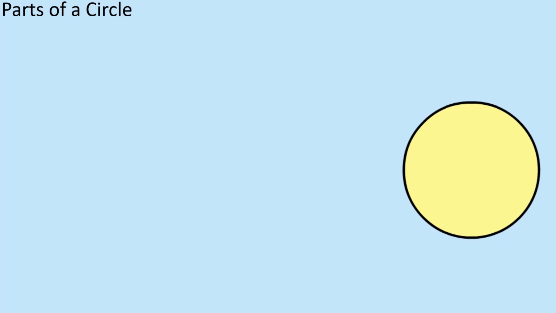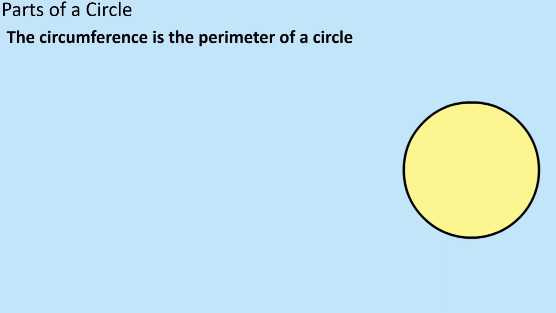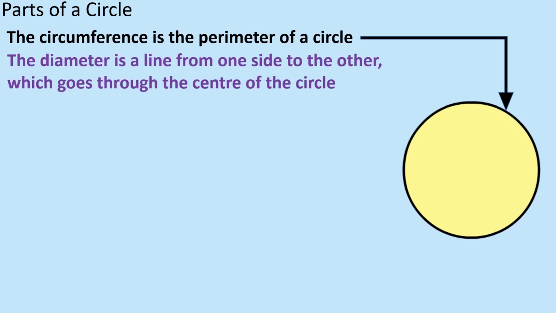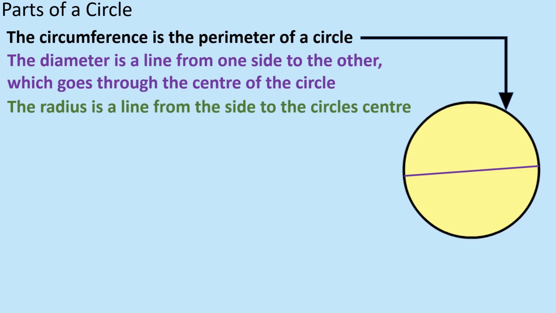Alright, so parts of a circle. Parts of a circle you need to be aware of. First of all, the circumference. Circumference is essentially the perimeter, the distance around the outside of a circle, so we can label it there. The line in black all the way around the outside is the circumference. The diameter is a line from one side to the other which goes through the center, so it's a line that goes right through the middle of the circle, right to the end. So that whole distance all the way across is classed as the diameter.